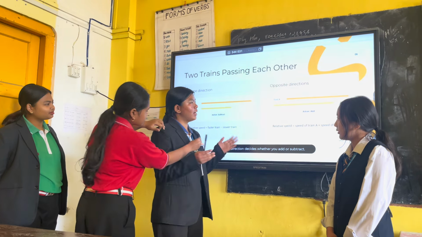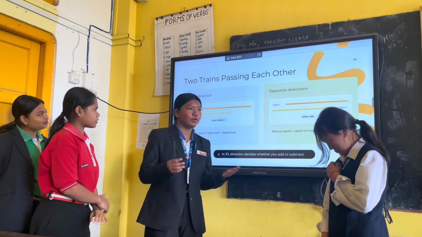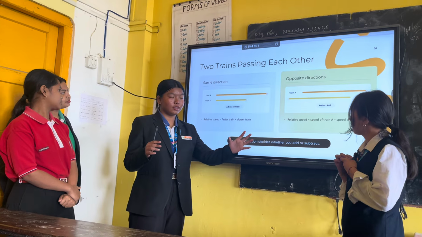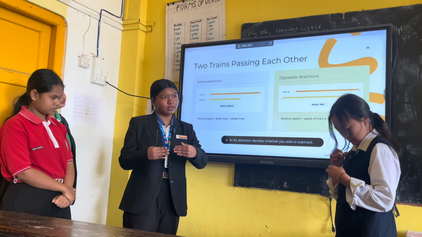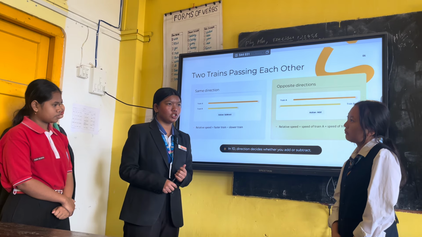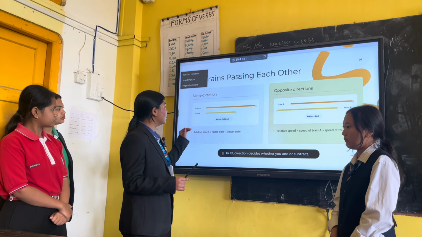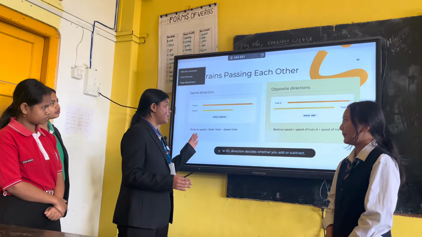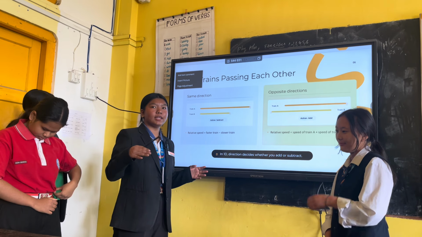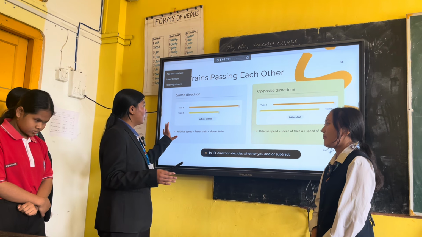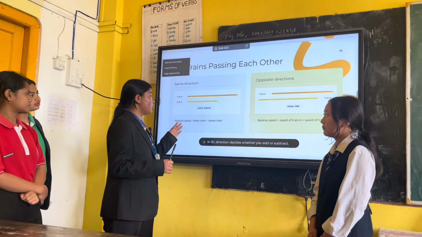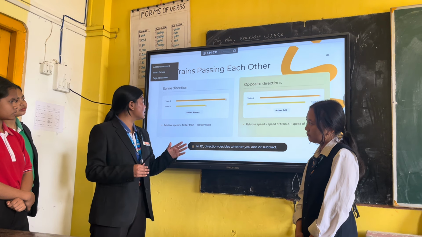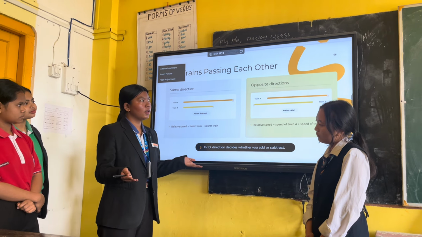So here we have two trains passing each other. There are two cases here. When train A and train B move in the same direction, it appears to the observer standing on the station that train A is slightly faster than train B. But to the person on train B, it appears that train A is going slowly, because train B cancels part of the distance that train A covers.